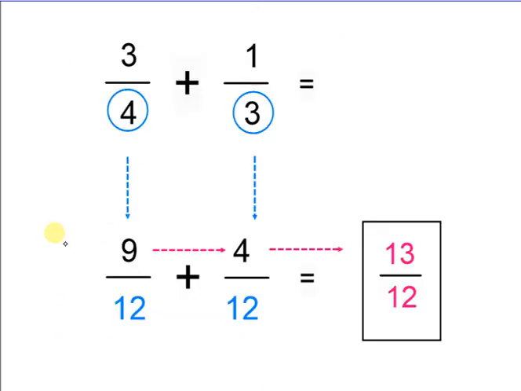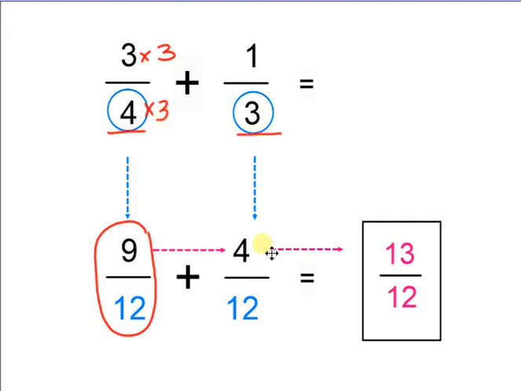So let's take a look at what that'll look like. So here I have 3 over 4 and 1 over 3. What's the LCM of 4 and 3? It's 12. So how many times does 4 go into 12? 3 times. So 3 times 3 is 9. So I made a new fraction here, 9 over 12. It is equivalent to 3 over 4. Why? Because I multiplied the top times 3 and the bottom times 3.